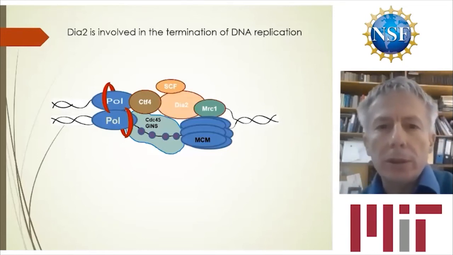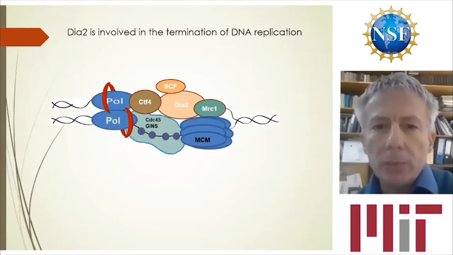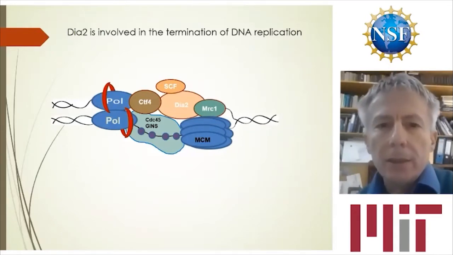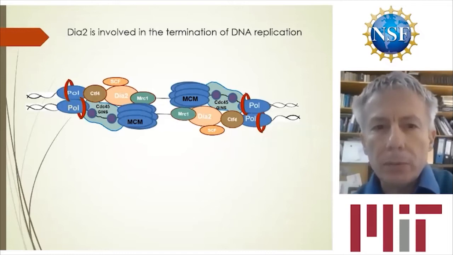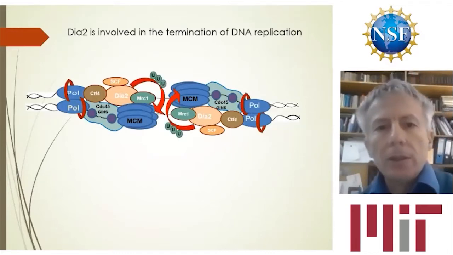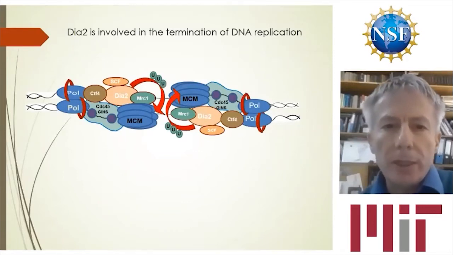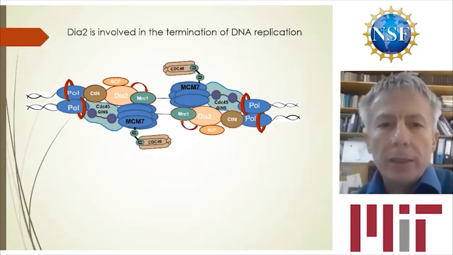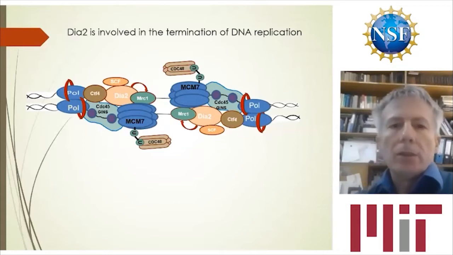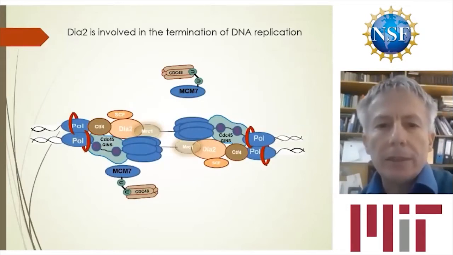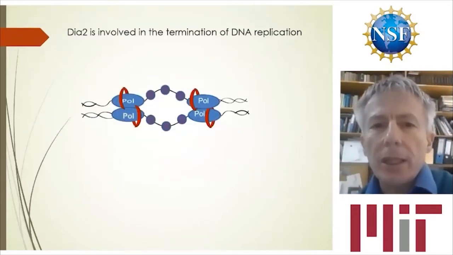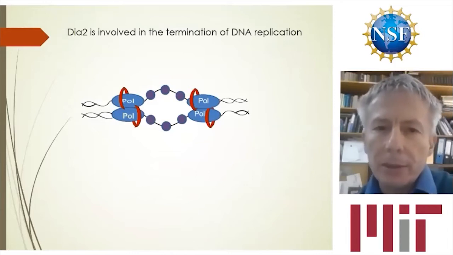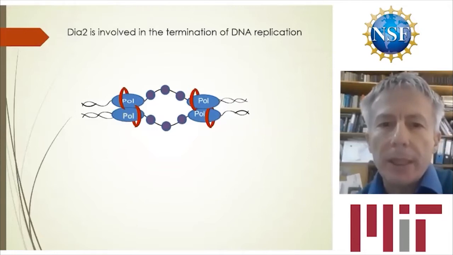Actually, the Dia2 SCF E3-ubiquitin ligase is recruited via binding Ctf4 and Mrc1 proteins. Once bound to the replication fork, during termination, it will ubiquitinylate the Mcm7 subunit of the MCM complex, and this allows Cdc48 to remove Mcm7 and to destabilize the MCM complex. And destabilization of the MCM complex allows the polymerase to finish, to terminate the replication.